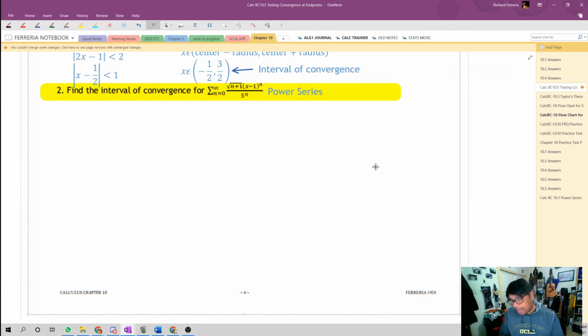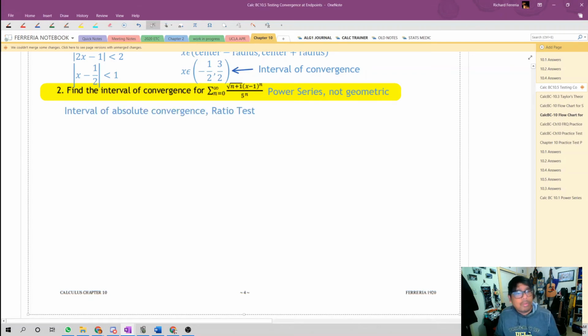Is this a geometric series? Well, if you take a look, we have root n plus 1. And if we have an n any place other than an exponent, it's not going to be a geometric series. Now that we know we have a power series that's not geometric, we are going to use the ratio test to find the interval of absolute convergence.